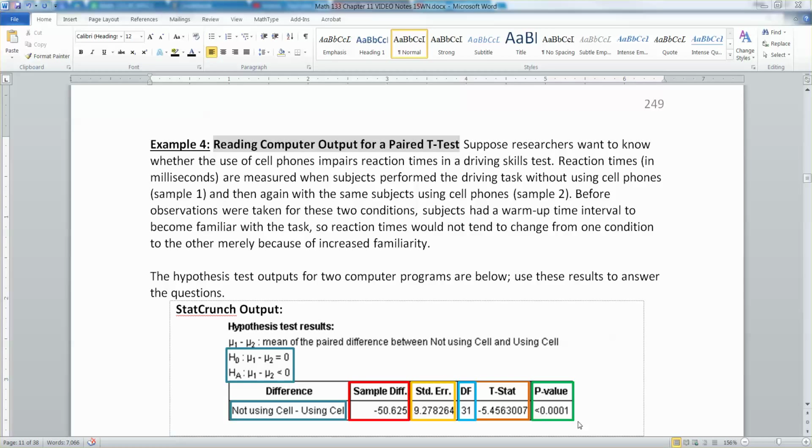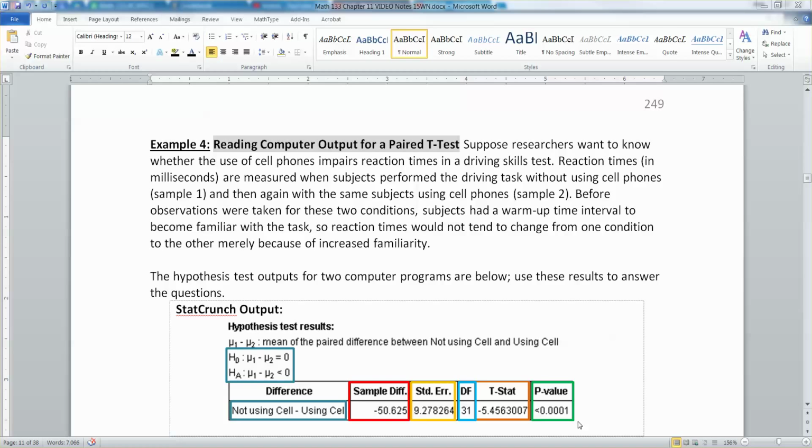Now that we know how to conduct a hypothesis test for a paired data set by hand, we're going to make sure that we understand everything by looking at the same type of test, but this time with a computer output that's been doing a lot of the heavy calculations for us.